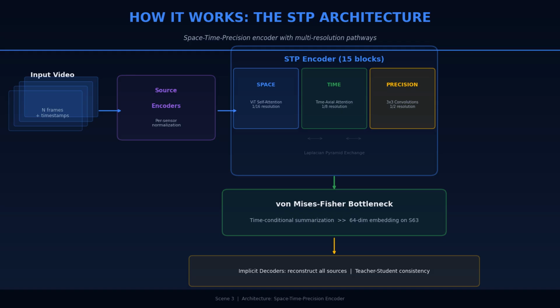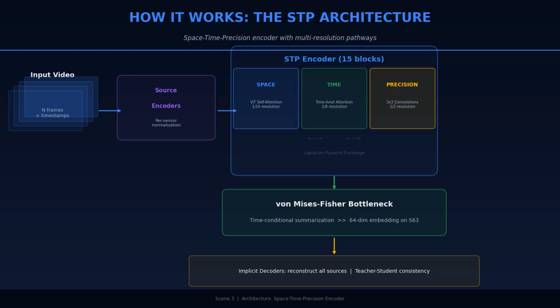The core of AlphaEarth is the Spacetime Precision Encoder, or STP. Raw satellite observations are first processed by source-specific encoders that normalize each sensor's data into a shared latent space. The STP encoder then runs 3 parallel pathways simultaneously: a space pathway using vision transformer self-attention at 1/16th resolution to capture long-range spatial relationships, a time pathway using time-axial attention at 1/8th resolution to model temporal dynamics across the observation sequence, and a precision pathway using 3x3 convolutions at half resolution to maintain fine spatial detail.